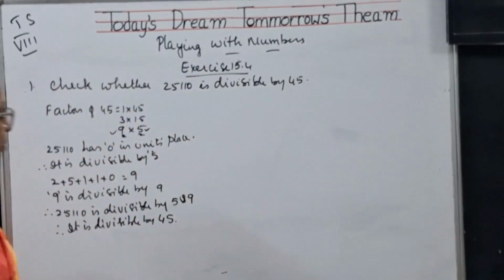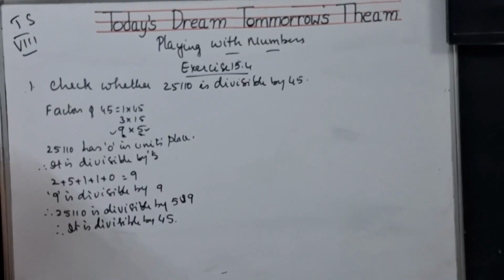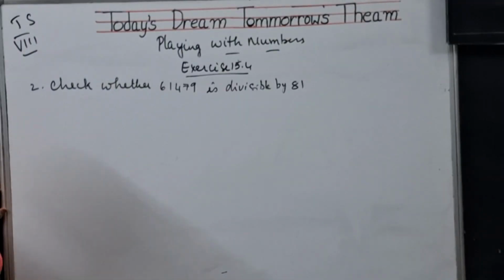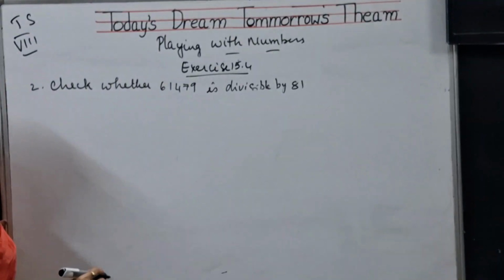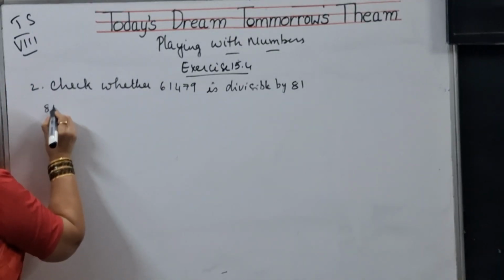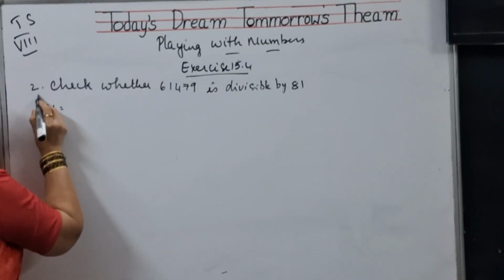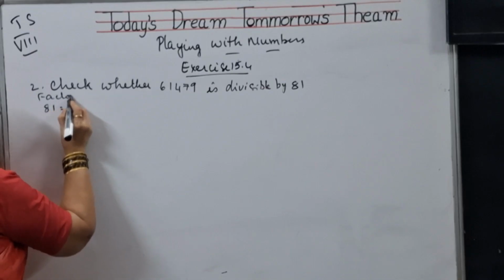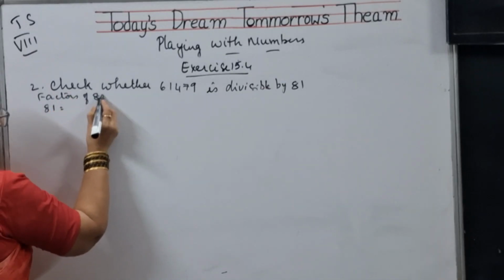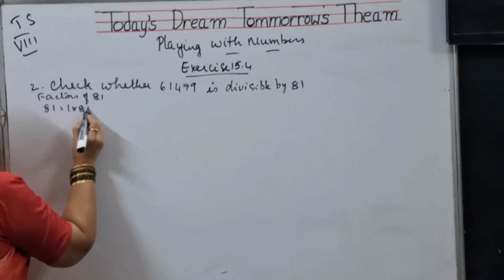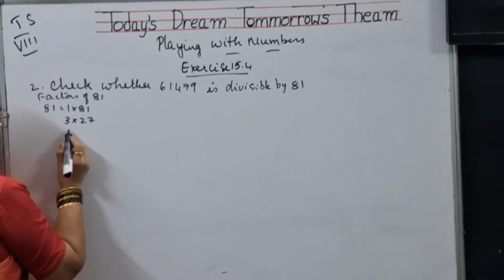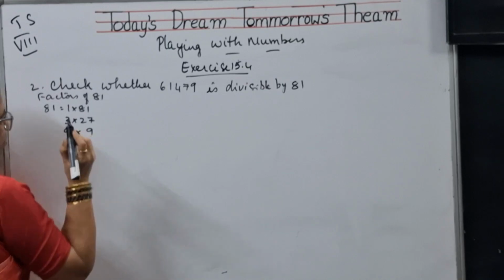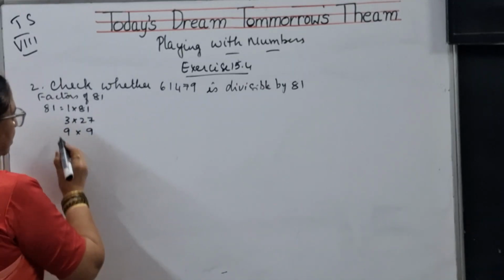Please note it down. Now second sum, children. Check whether 61479 is divisible by 81, just like the previous one. Take the factors of 81. Factors of 81, let us see: 1 into 81, 3 into 27, then it goes with 9, 9 nines are 81. So let us consider this.